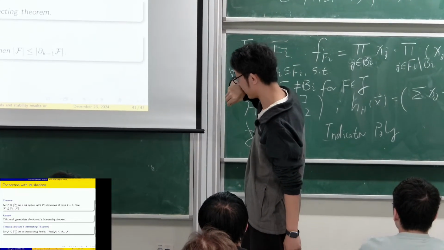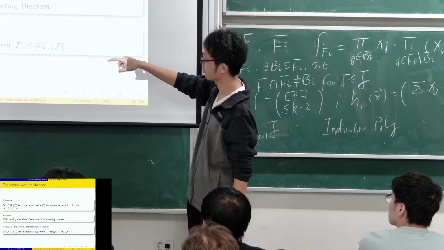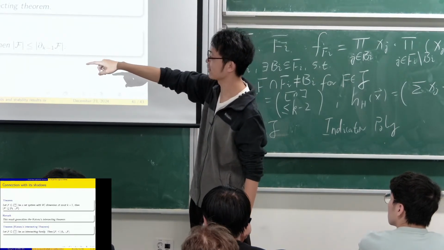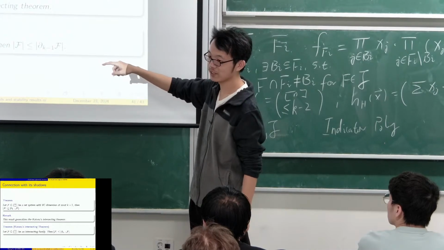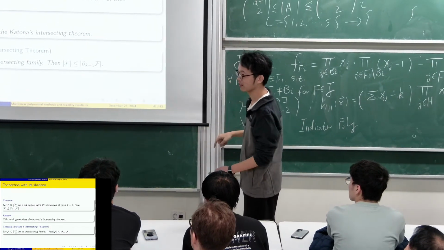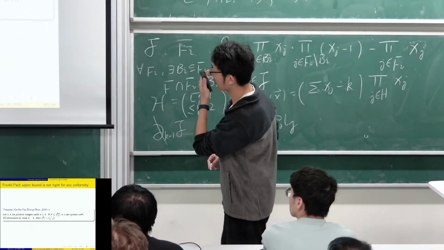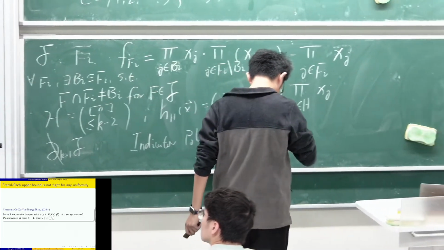And coincidentally, we find that this also generalizes the Katona intersection theorem, because for an intersecting family the VC dimension is at most k minus 1, right? So it's a generalization. And later we find that the upper bound is not sharp.